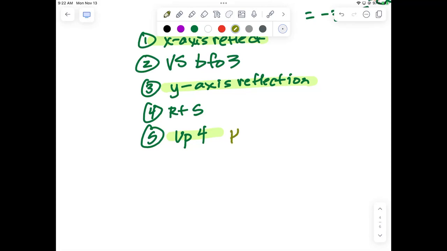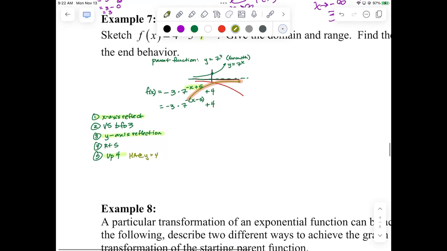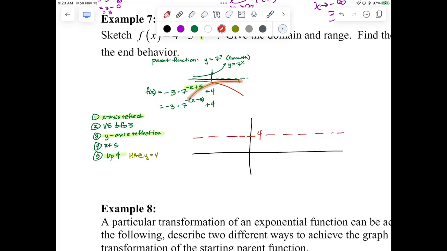Up 4. So that means that there's a horizontal asymptote at y equals 4. Okay, so we're ready to sketch our final graph here. We draw our x and y axis. We come up here to 4, where the horizontal asymptote is. We draw the horizontal asymptote, and then we know it's increasing below. So it looks something like that.